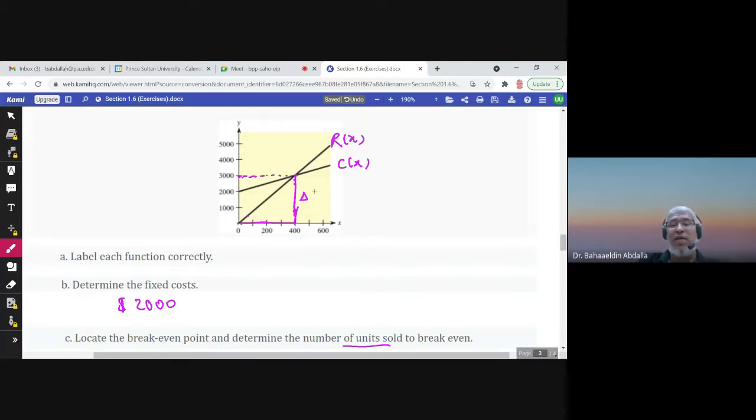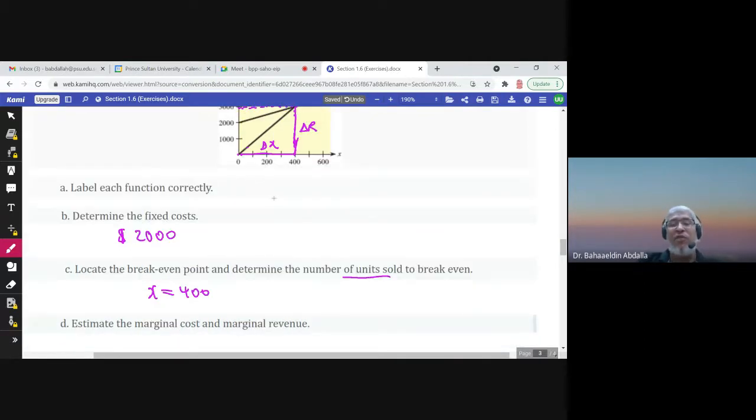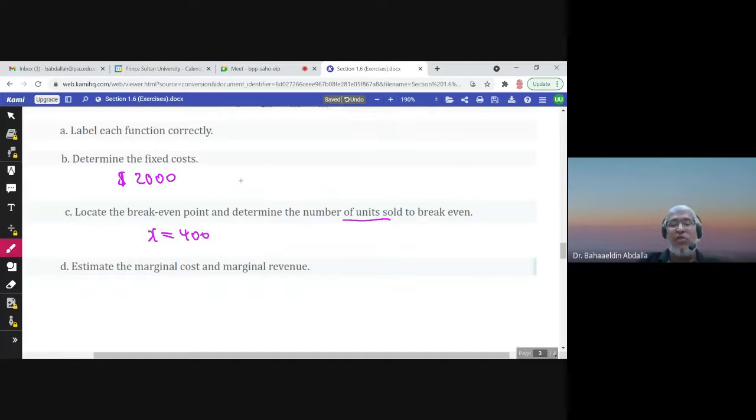So what is delta R and delta X for revenue, okay? As you can see, the length of this line is 3,000 and the length of this line is 400. So the marginal revenue would be 3,000 over 400, and this will give you 7.5. So that's the marginal revenue.